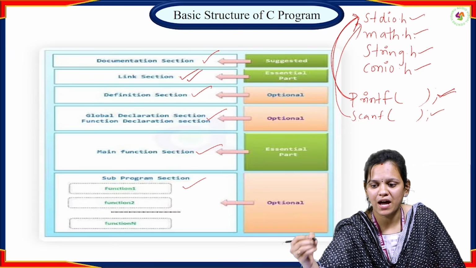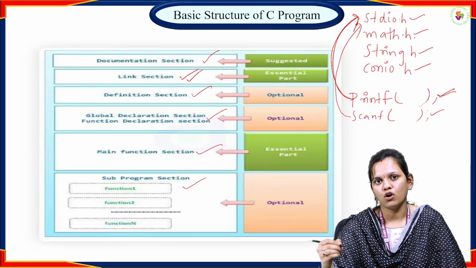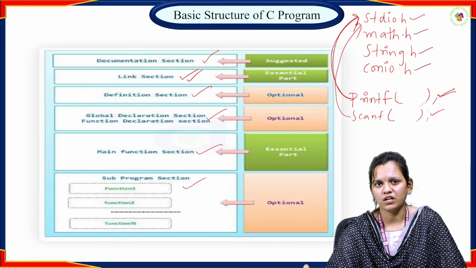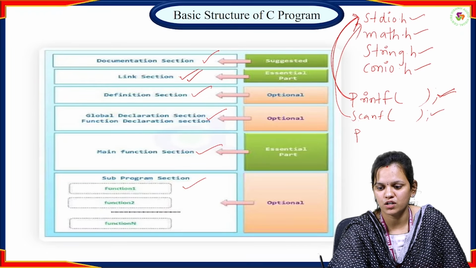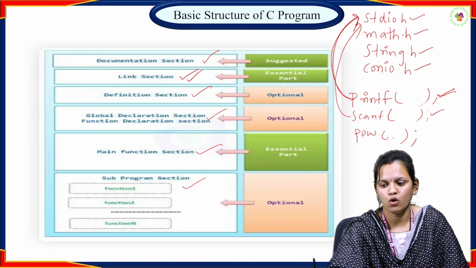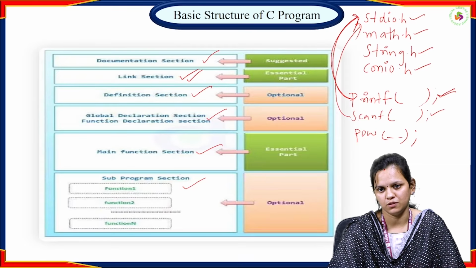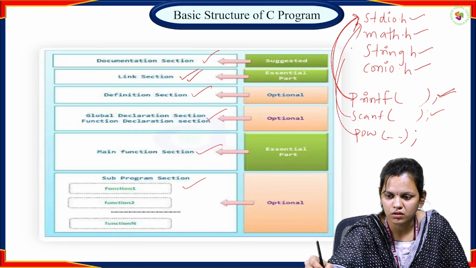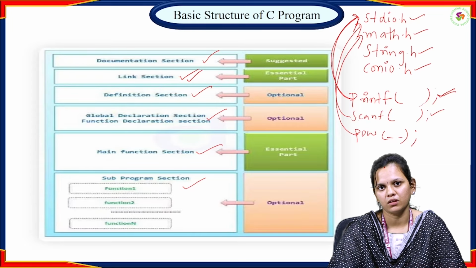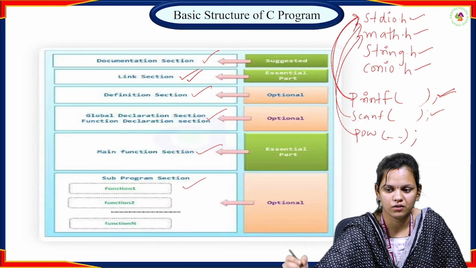As well as we have math.h. Math.h is also a header file which includes all the mathematical functions. Suppose we have a function called power, right? It takes 2 arguments, one is the exponent, the other one is the base. This power function is defined in the math.h header file. The h stands for header file.